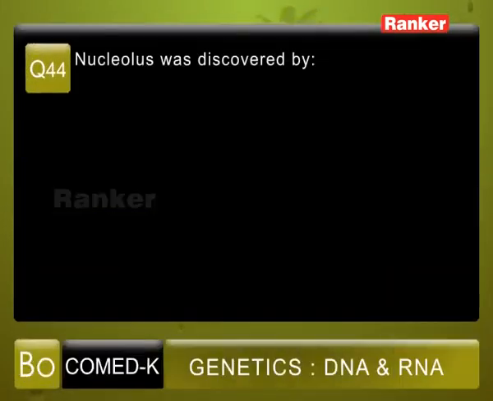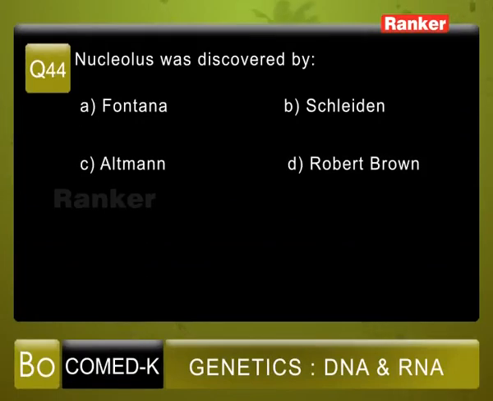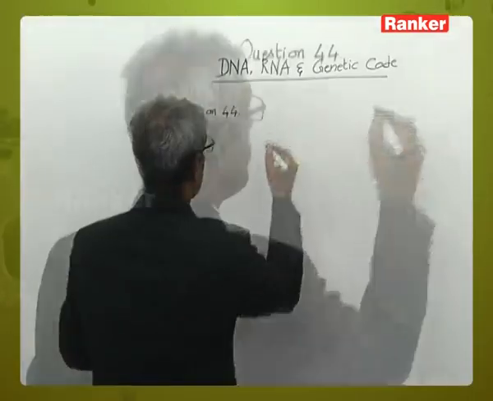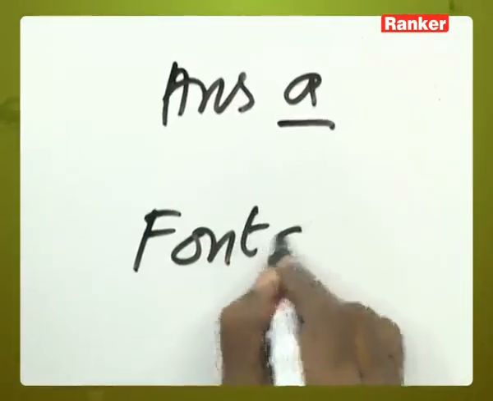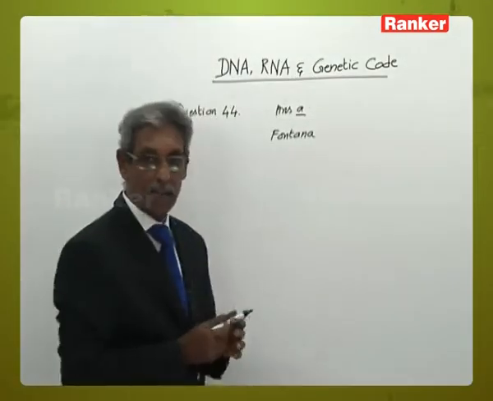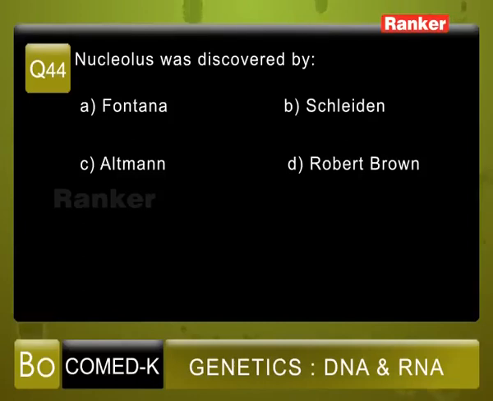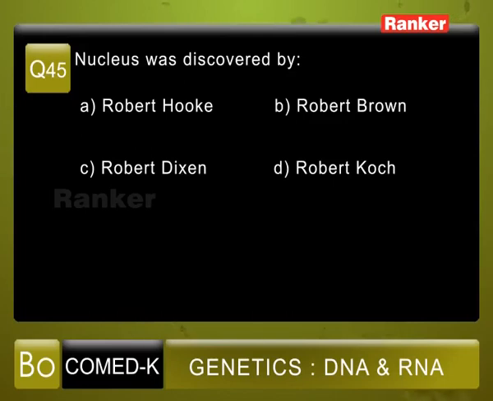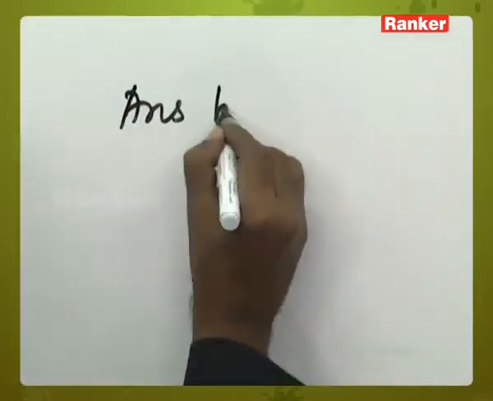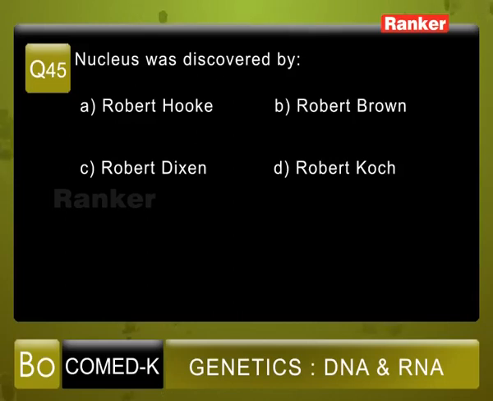Question 44 asks, the nucleolus was discovered by. It's a straight answer, answer is A, that is Fontana. Fontana is associated with the discovery of the nucleolus. Whereas Schleiden is associated with the cell theory. Robert Brown, nucleus. Altman, primarily with relation to biochemistry. So the correct answer is A, that is Fontana. The nucleus has been discovered by Robert Brown, answer B.